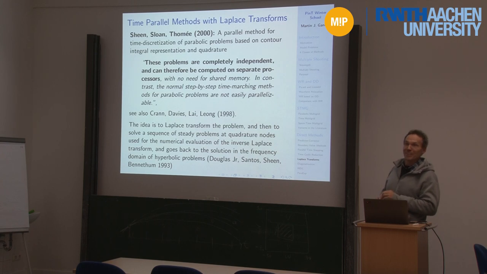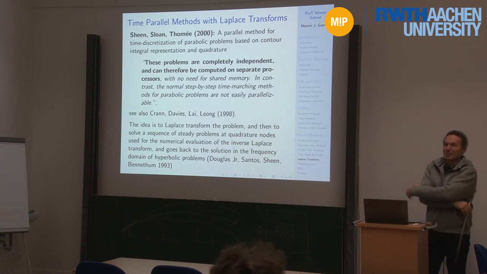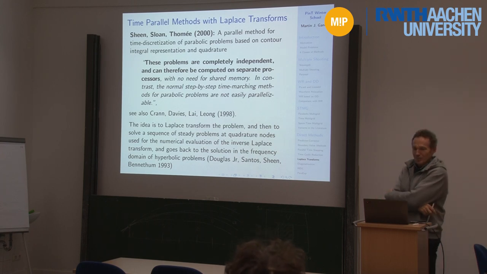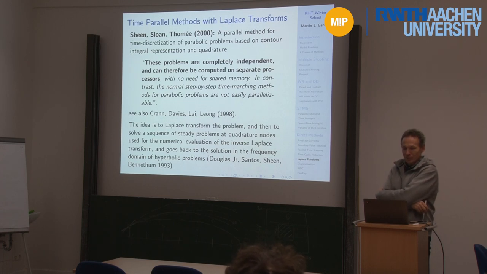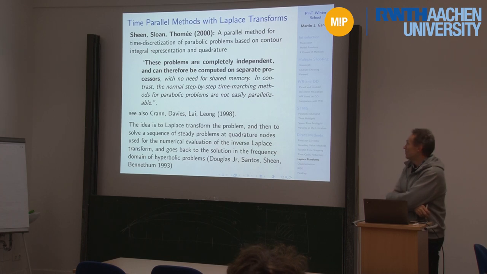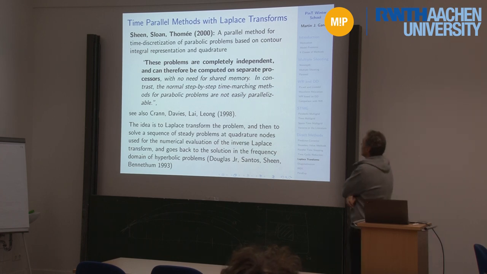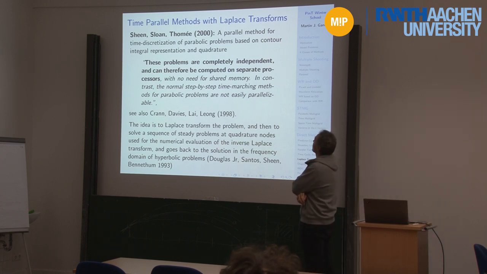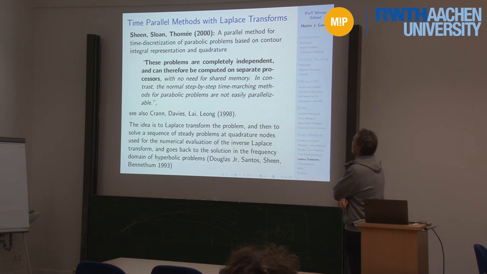This is the last one I implemented a few weeks ago as well. This is Laplace transforms. And that one was hard. It took me 2 days to get that to work. Even though the description was good, it's more complicated to code. So this is an idea that goes back to Sheen, Sloan, and Thomée in 2000. They say these problems are completely independent and can therefore be computed on separate processors with no need for shared memory. In contrast, the normal step-by-step time marching methods for parabolic problems are not easily parallelizable.